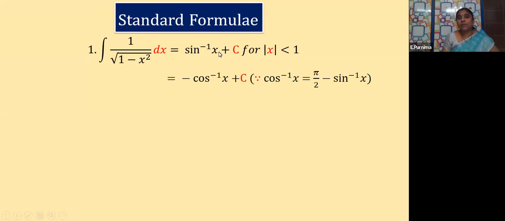And next one is what? Here there is another formula, children. It is equal to minus cos inverse of x plus c. For the same sum, we can write minus cos inverse x plus c also. Why is it so? Because cos inverse x is equal to 90 minus sine inverse of x.